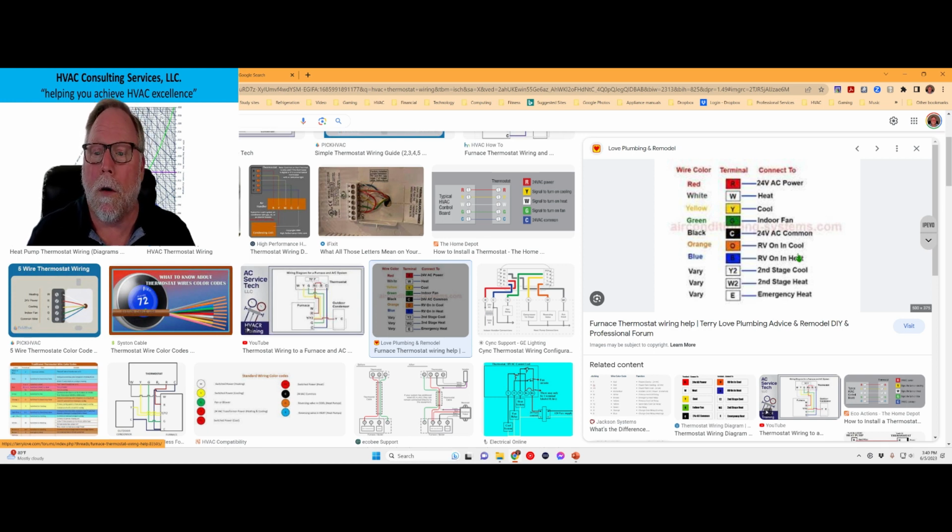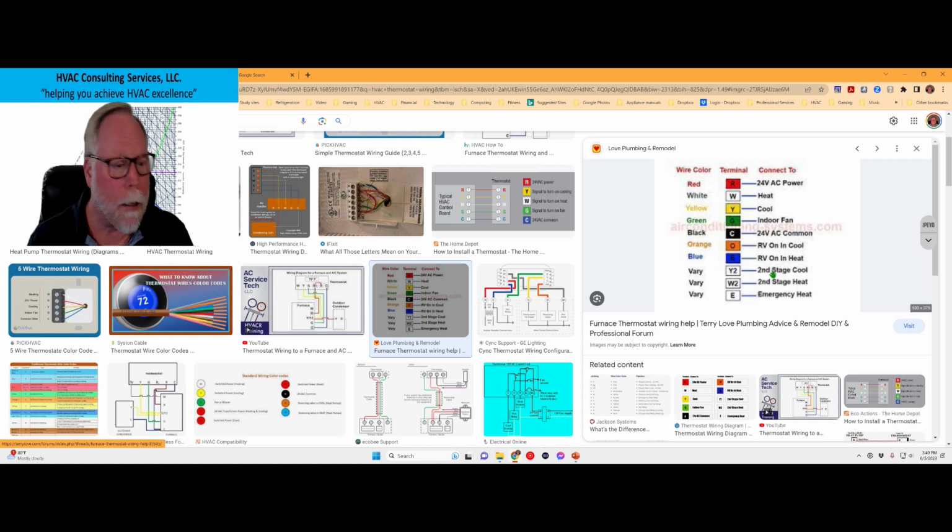Okay. Now, we've also got a Y2. And as this says, that's for second stage cooling. I know it says vary, meaning that some manufacturers label it Y1 and Y2, or they'll label it Y/Y2 with a Y1 separate. A Y2 is second stage cooling, and a Y is single stage cooling or first stage cooling in this setup.